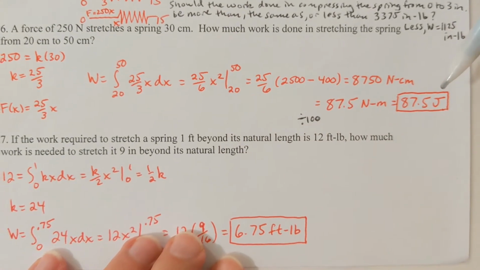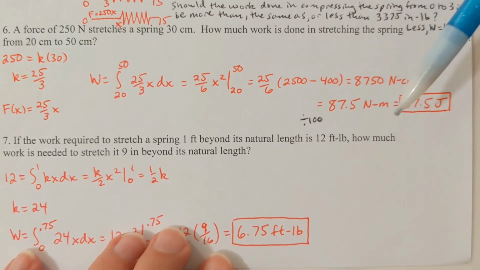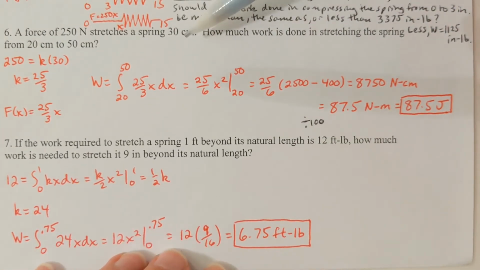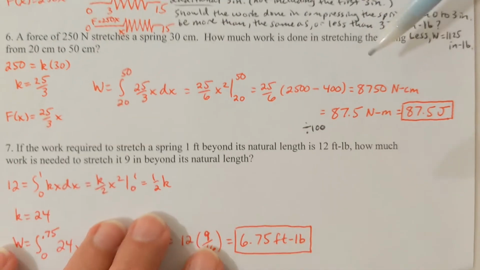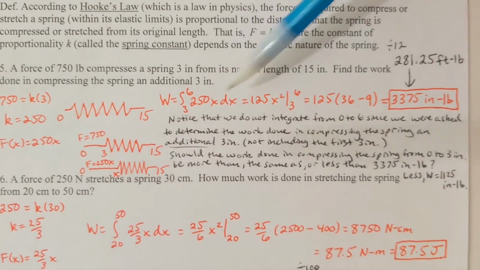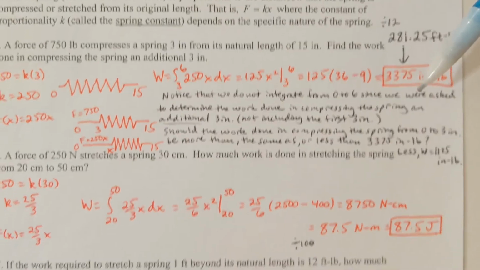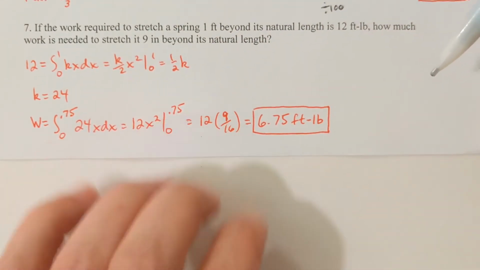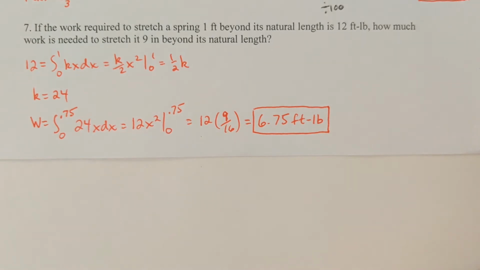Okay, now pay attention to the units that are given in the problem. If they're describing something as centimeters, don't blindly write meters. Or if something is described in inches, don't blindly write feet. And there are problems in the book where the units are different. Let's take a look at problem 7.